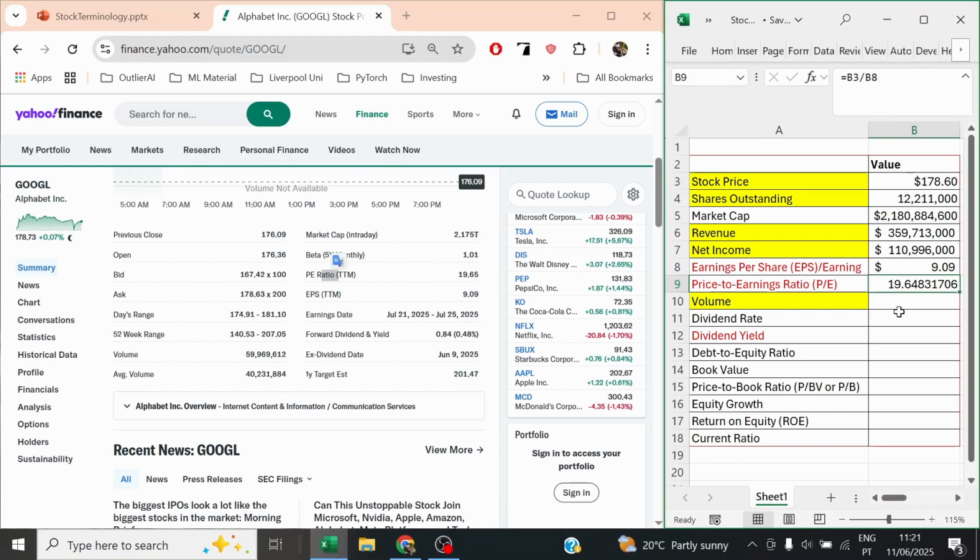for every $19 I pay buying stock of Google, I will have $1 of profit. Okay, so you pay $19 and you only have $1 of profit. Whether you're gonna buy the stock or not, I'm not a financial advisor. So that's how you think about the PE ratio.